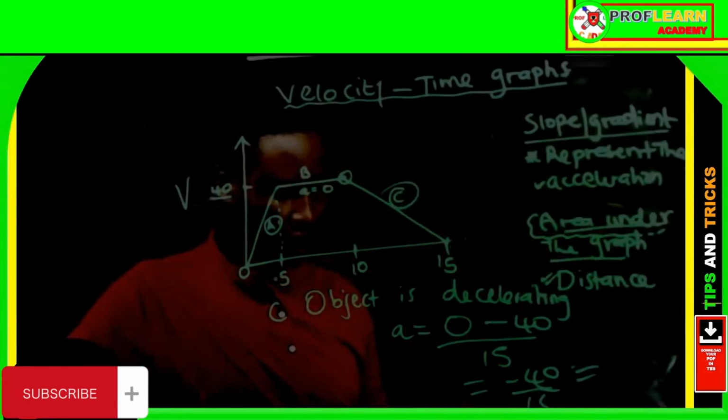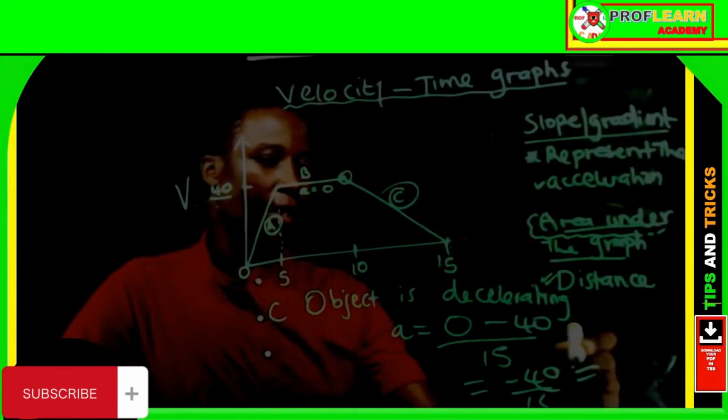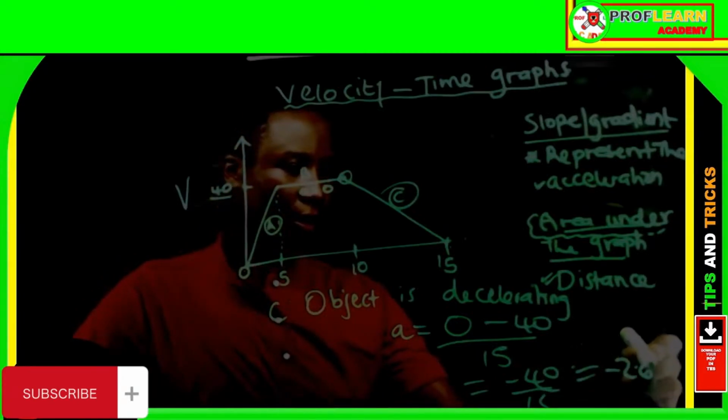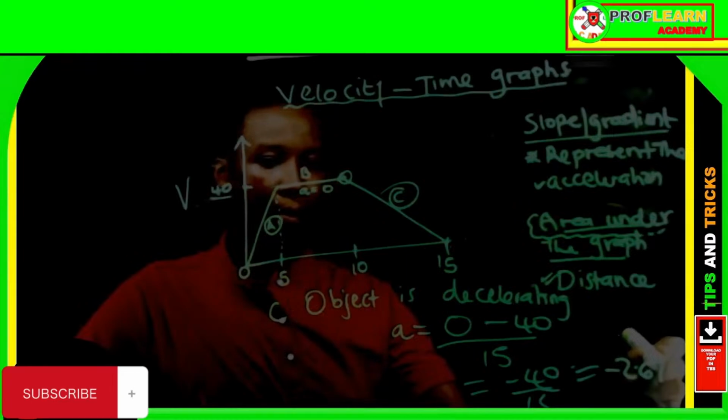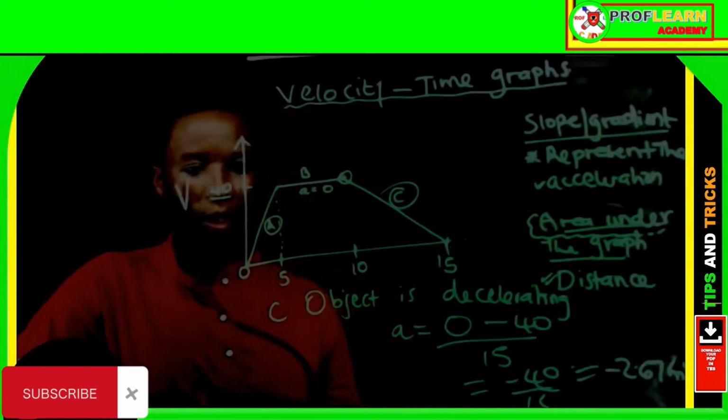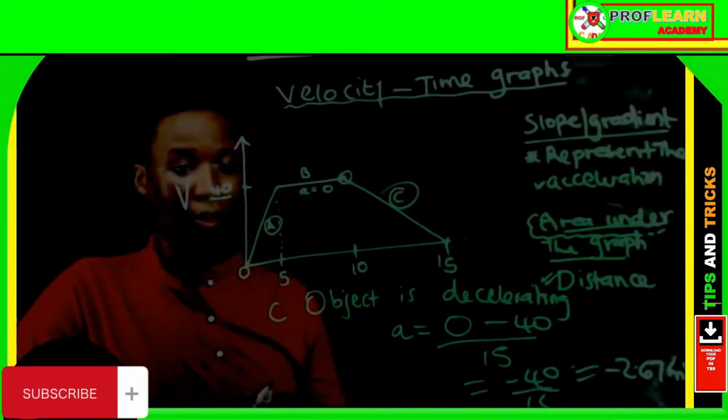This is going to be 40. This is going to be negative 40 divided by 15. That gives us a deceleration, or an acceleration, of negative 2.67 meters per second squared.